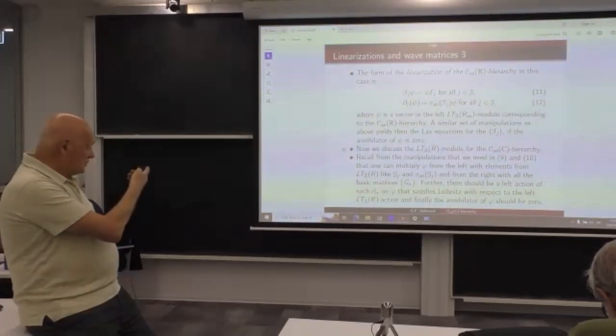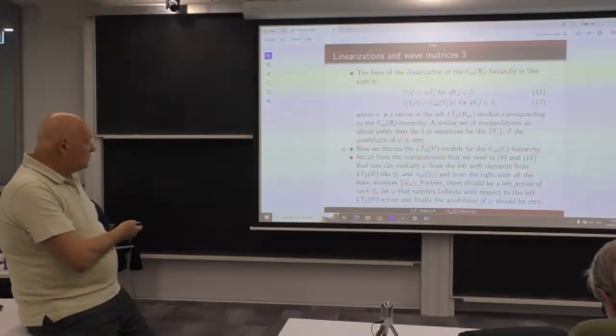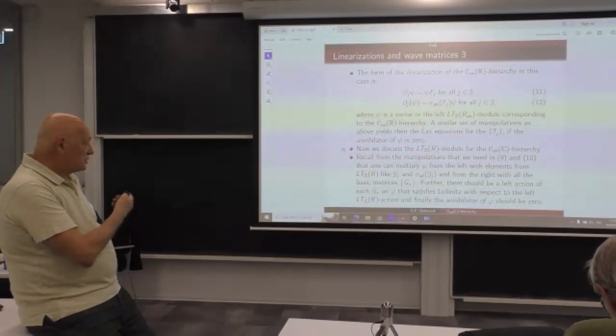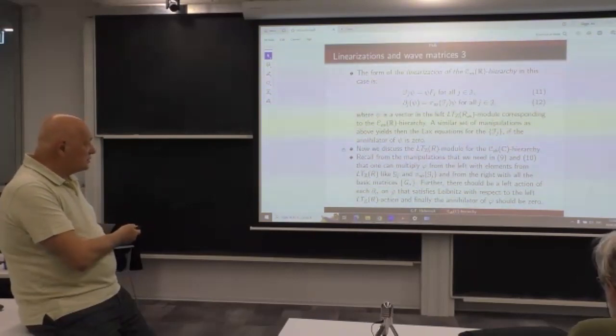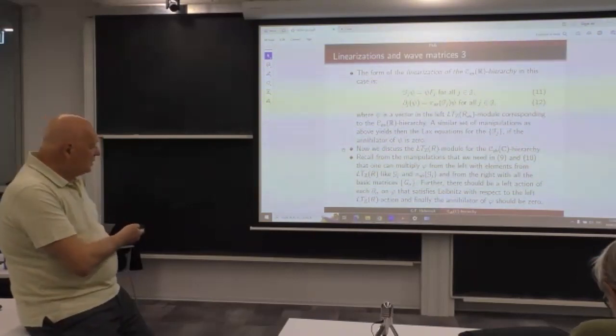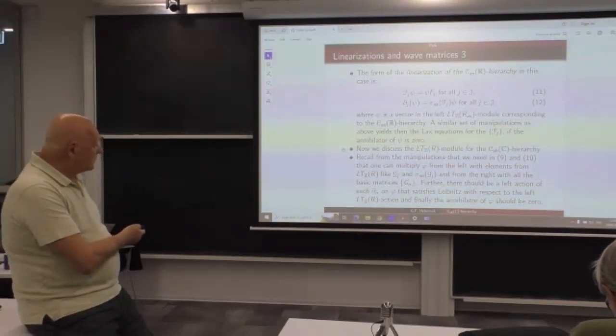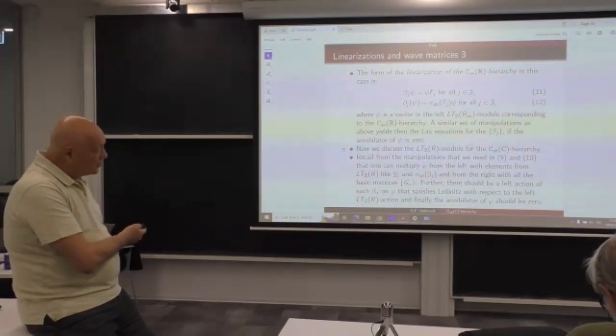There are two examples there, and from the right with all basic matrices, and you should have an action of the partial sigma on that. That satisfies the Leibniz rule with respect to the left action of the pseudo difference operators, and of course this annihilator should be 0.